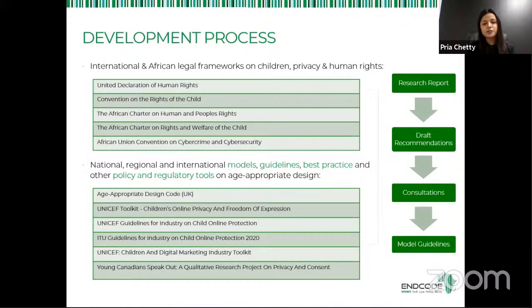How we got here: we consulted a range of frameworks on children's privacy and human rights: the Declaration of Human Rights, the Convention on the Rights of the Child, the African Charter on the Rights and Welfare of the Child and Human and People's Rights, the African Union Convention on Cybercrime and Cybersecurity, and then a range of models, guidelines, best practices, and other policy and regulatory tools on age-appropriate design, an emerging area suggesting how we might approach this topic. Very informative design code from the UK, the UNICEF toolkit, the UNICEF guidelines for industry on children's online protection, and various other guidelines. We developed a vast research report that is available on the dedicated website for this project, which we will share in the course of the presentation.